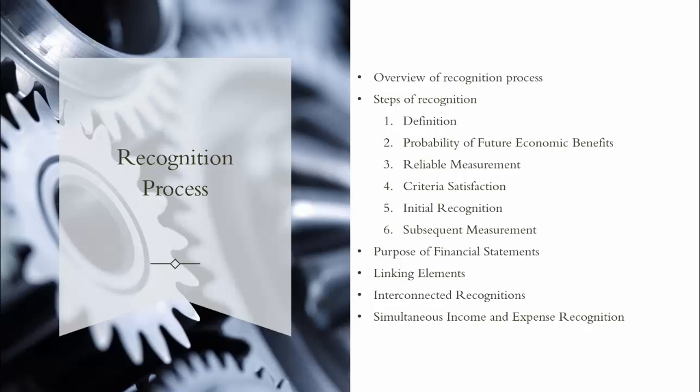Items must meet specific definitions to be recognized. Example, when a store sells inventory for cash, it recognizes income from the cash received and an expense for the cost of the inventory sold, matching the income and expense in the financial statements.